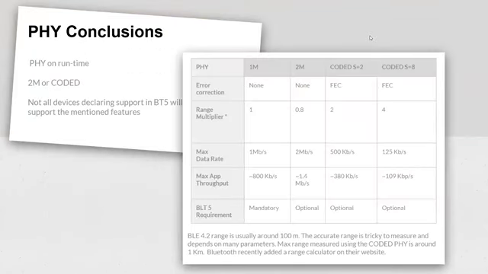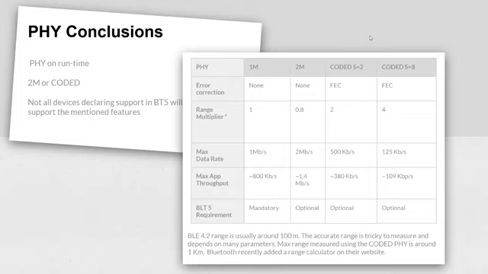A few important notes about the PHYs. PHY on Bluetooth 5 can be changed at runtime, meaning you can change between 2M or coded PHYs according to the use cases in the application level, as long as the host exposes the feature, of course.